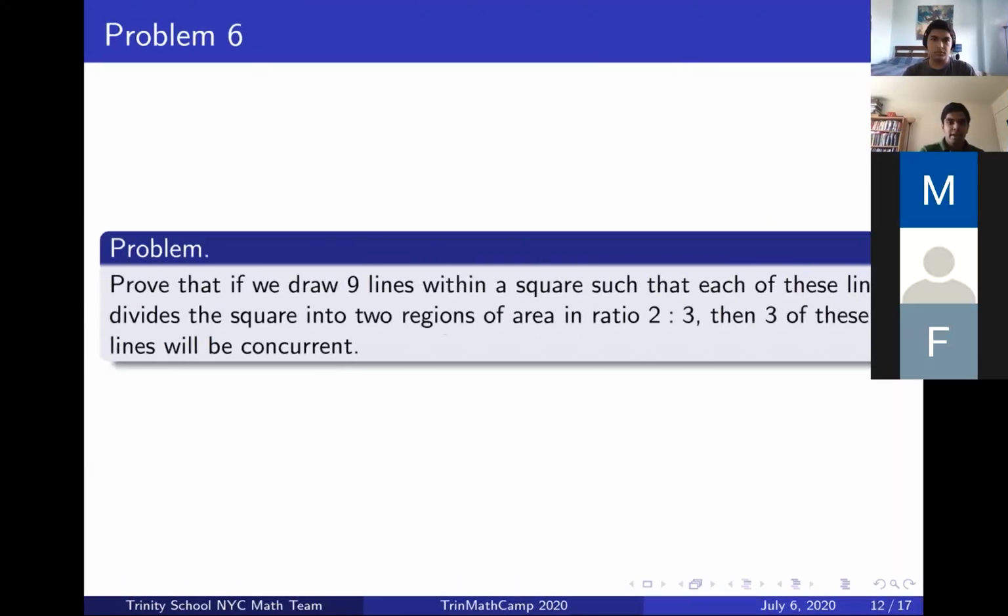So problem 6 asks us to prove that if we draw 9 lines within a square such that each of these lines divides the square into 2 regions of area in ratio 2 to 3, then 3 of these lines will be concurrent. So again, just to reiterate, let's try and figure out where we want our holes to be, and how can they give us our desired results. So let's go into the solution.